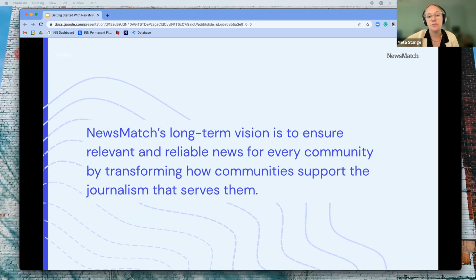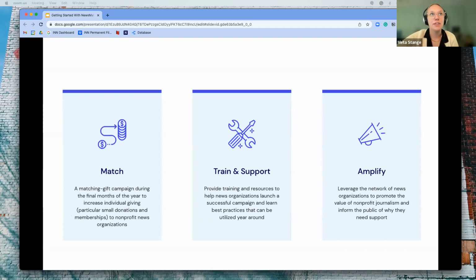We accomplish this transformation through 3 campaign pillars. The first and probably best well-known pillar is a matching gift campaign that incentivizes national, regional, and local giving to newsrooms. Through NewsMatch, individual donations made to nonprofit newsrooms between November 1st and December 31st are matched by a coalition of national funders up to a predetermined cap.